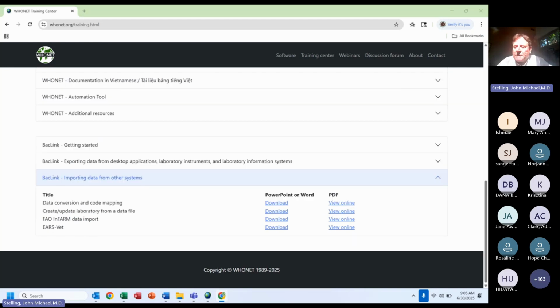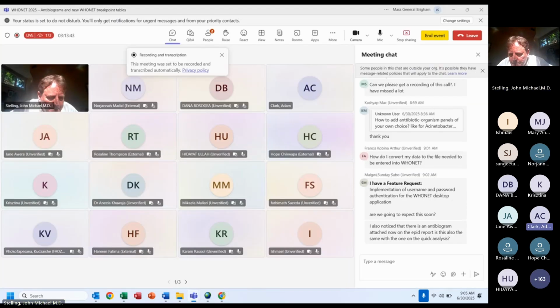Okay, good. Adam, the next question. I think it's just the next message down. Implementation of username and password authentication. Are we going to expect this soon? I also noted there's an antibiogram attached now on the EPI report. Is this also the same with the one in quick analysis?